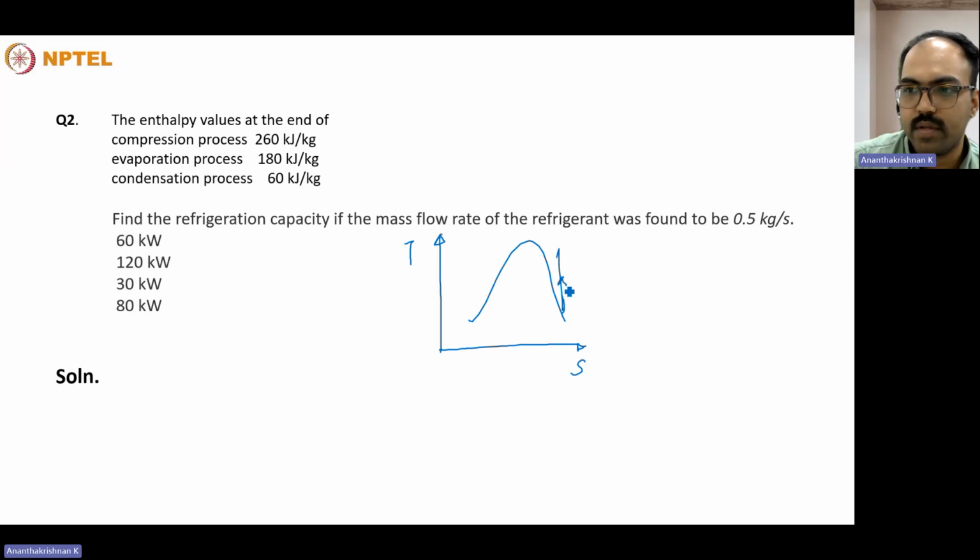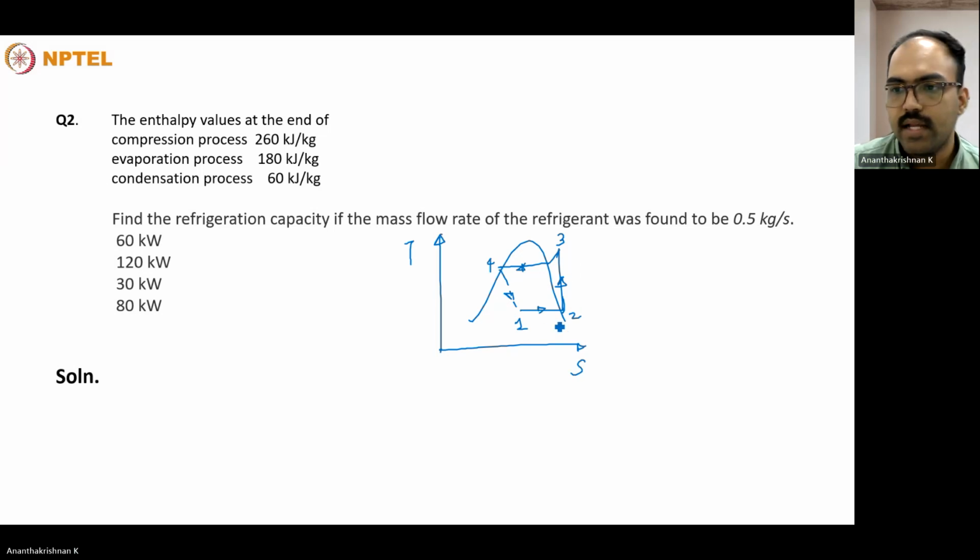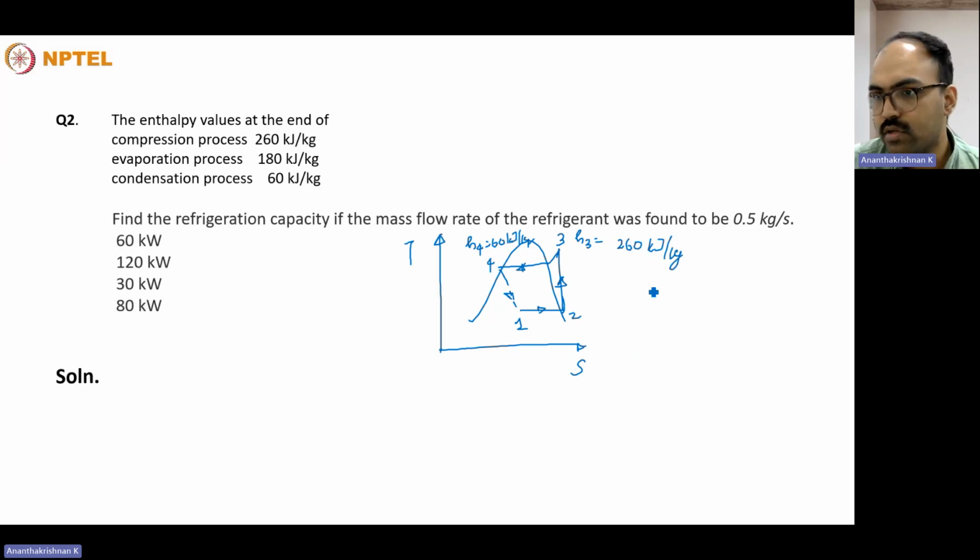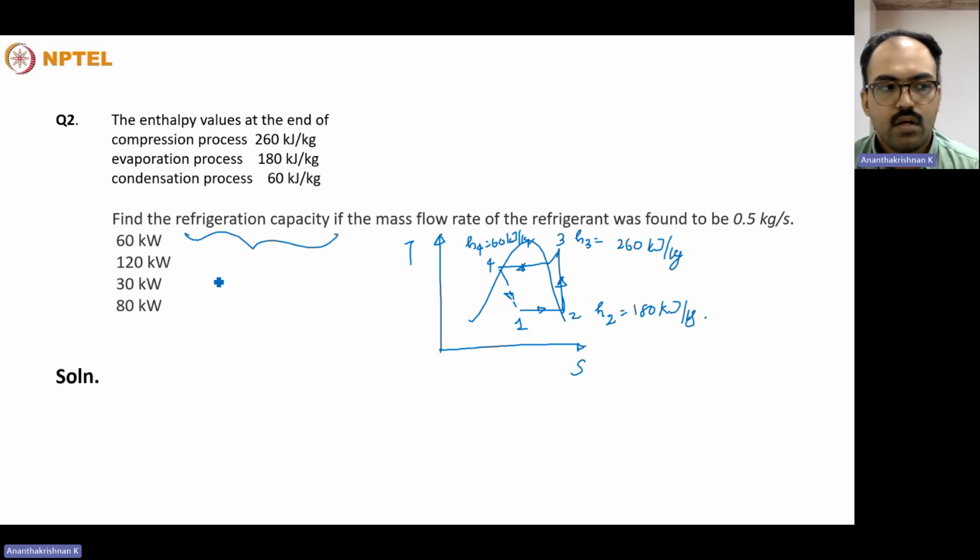Isentropic process, compression, then condensation in the condenser, throttling process, and evaporation process. So given H4 is equal to 60, H3 is equal to 260 kilojoule per kilogram. H2 is equal to 180 kilojoule per kilogram. We have to determine the refrigeration capacity in terms of these.